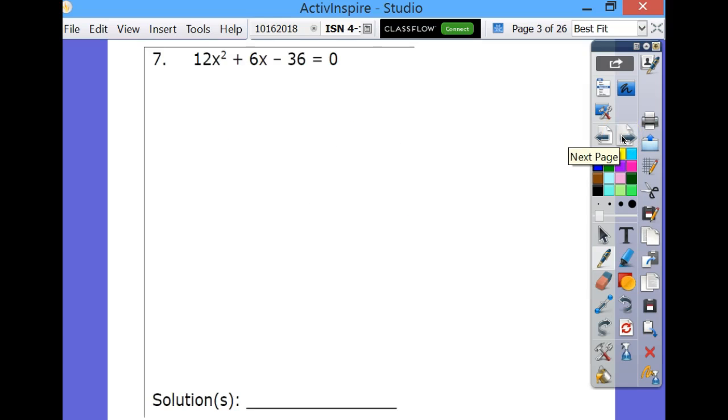The one I am going to work with you all the way from the beginning to the end is problem number 7. Would you please look at problem number 7? First question to ask yourself, does it equal 0? If it doesn't equal 0, you're going to have to add or subtract something to make it equal to 0. It's got to be in standard form. Second question, does it have a GCF? What is the GCF? So I'm going to factor out a 6.